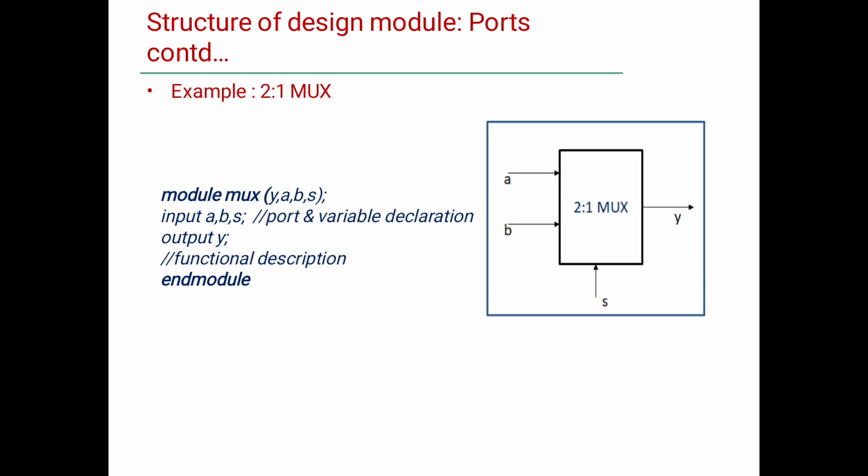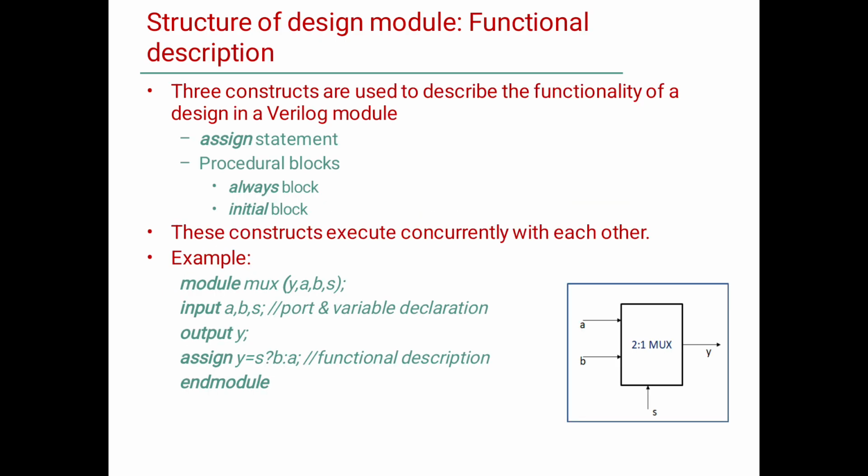Again, there is an example of a design module with ports: the 2:1 MUX. Input ports A, B, S, port and variable declaration, output Y, and the functional description. For example, the assign statement is used for data flow modeling. Another is the procedural blocks, always and initial, which are used in behavioral modeling. These are constructs used to describe the functionality of a design in a Verilog model. These constructs execute concurrently with each other.